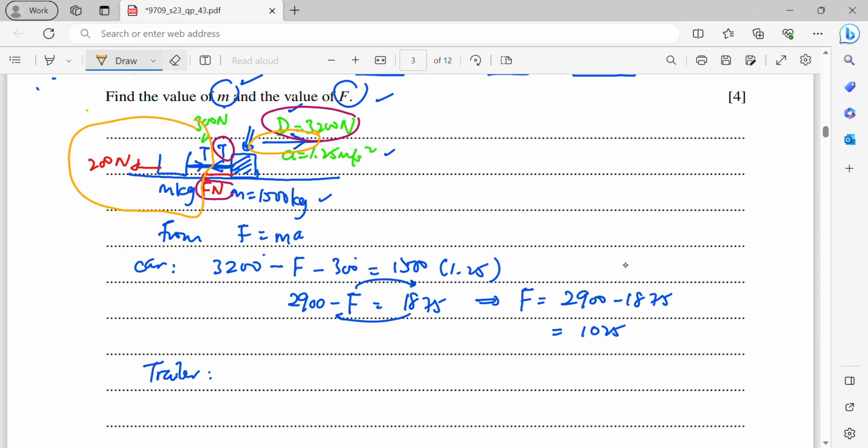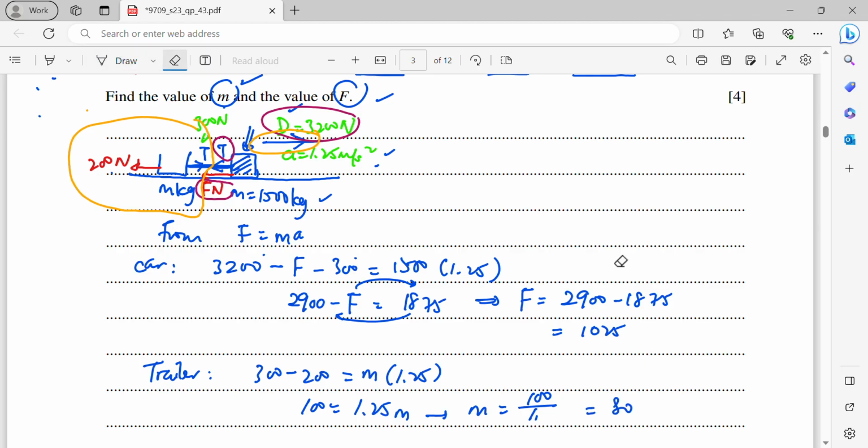Okay, so then my forces will be T, which is the tension, 300, minus the resistance force, 200, that equals MA. So the M remains, the A is still the same, 1.25, because it is connected to the car. So from here, I will get 100 equals 1.25 M. Therefore, your M is going to be 100 over 1.25. Then you will be getting 80. So that is the M value.